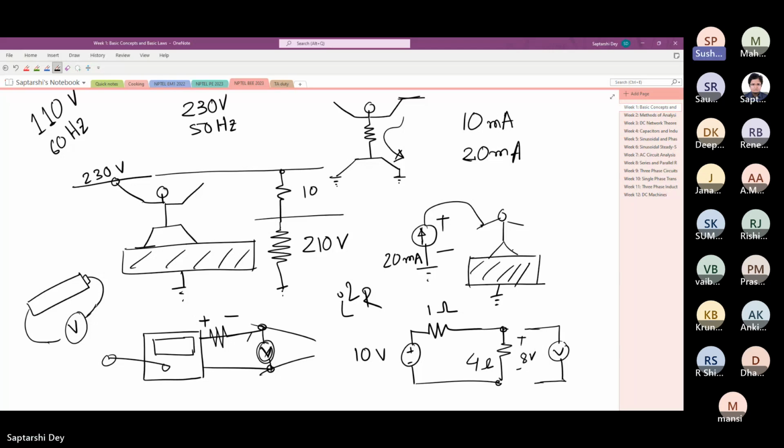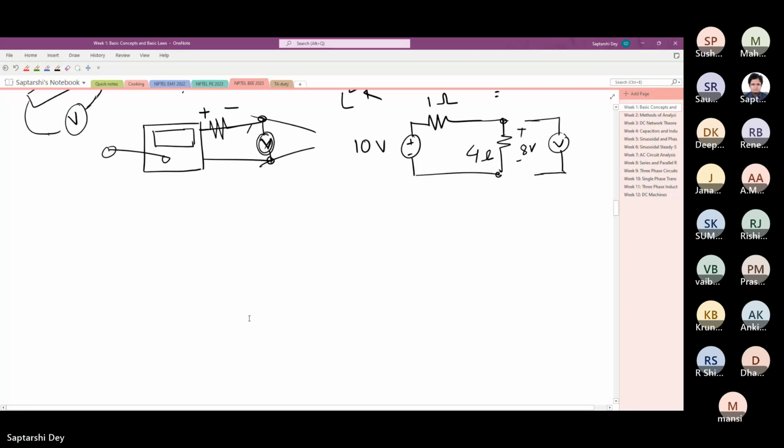Sir, you earlier said that your friend gets a shock on 40 volt DC. If we touch only the positive terminal of the battery, will we get a shock, or do we have to touch both the terminals? Again, it depends. Okay, we will see.